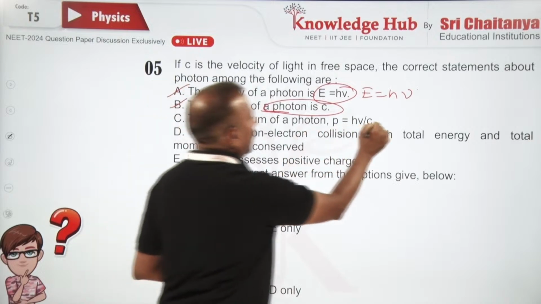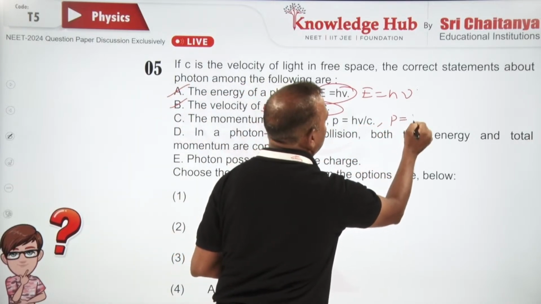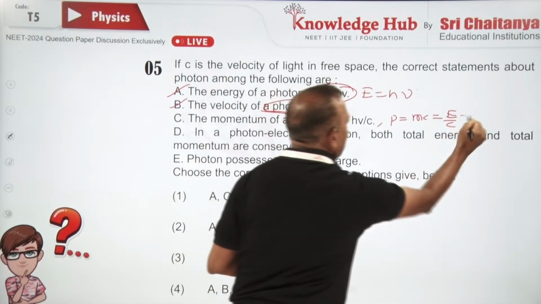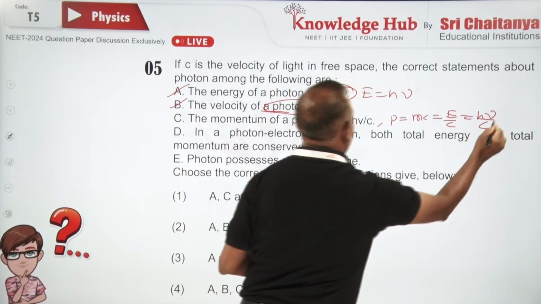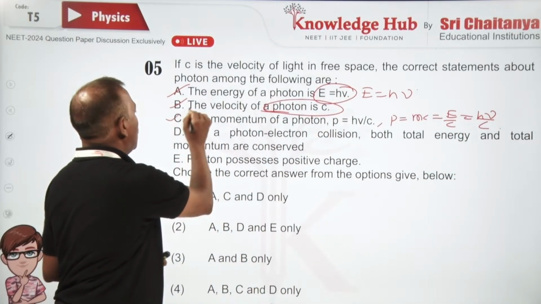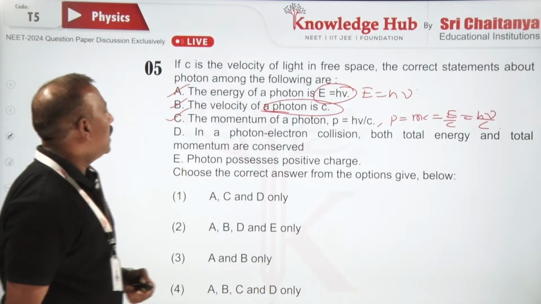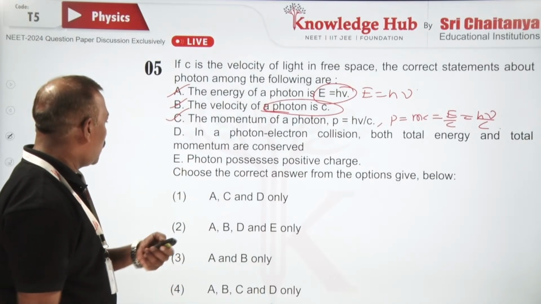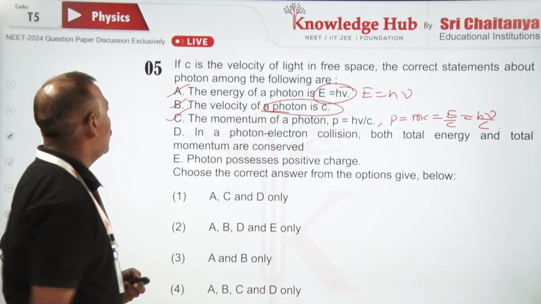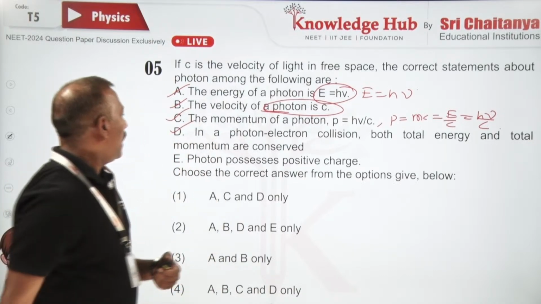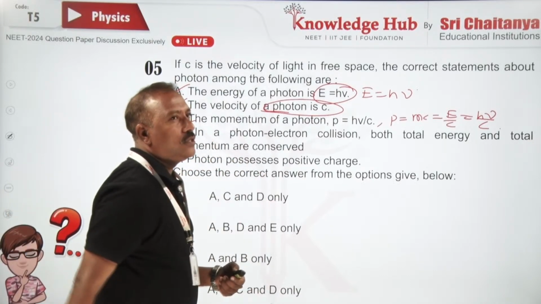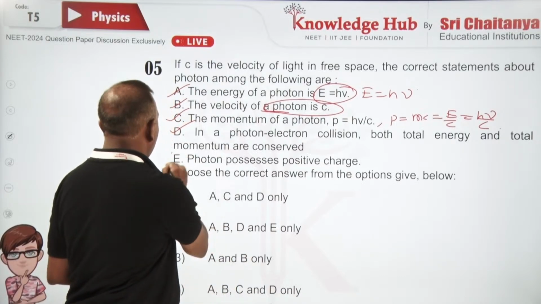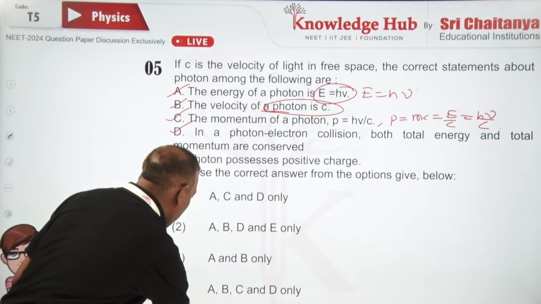And momentum is given by, momentum is equal to m into c, which is E by c. E by c is nothing but h nu by c. Therefore, option C is also correct. And D, in a photon electron collision, both total energy and total momentum are conserved. Yes, that is also correct. And photon possesses positive charge. It is wrong because photon doesn't carry any charge with it. Therefore, the correct option is 4.